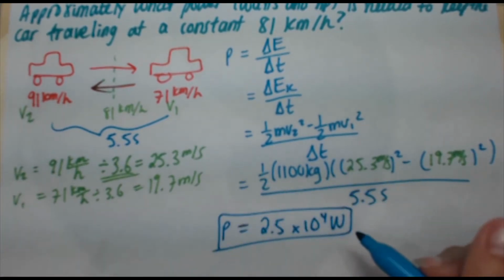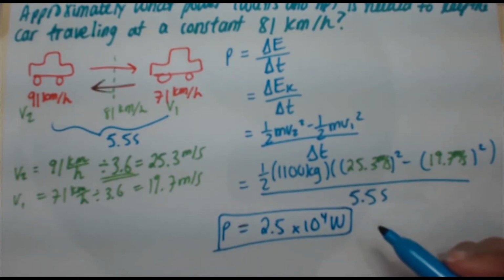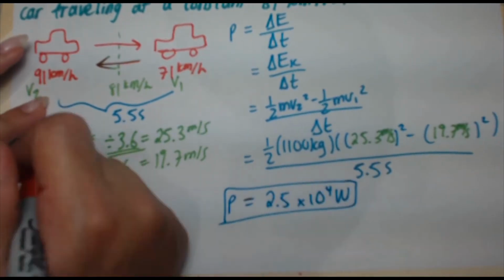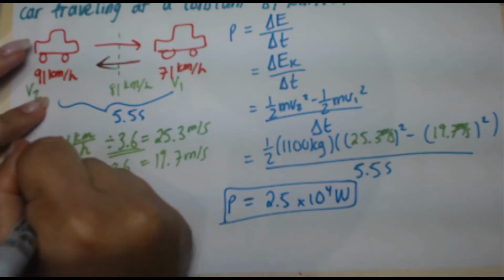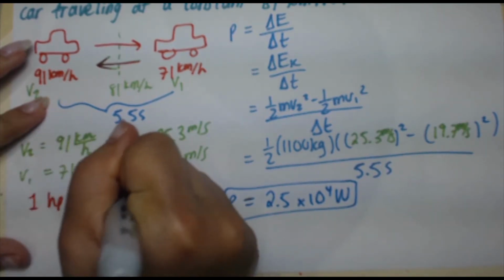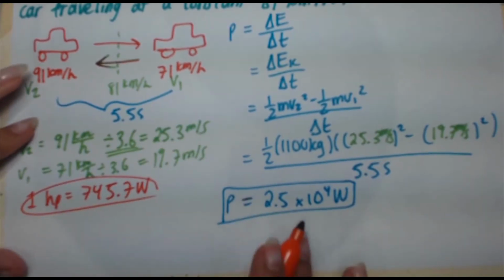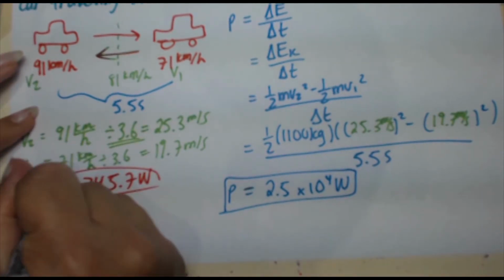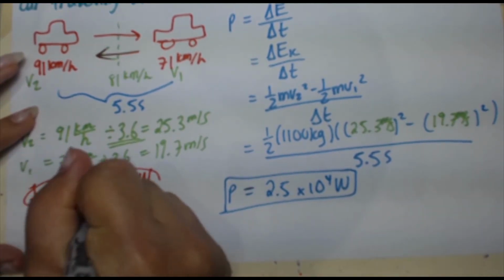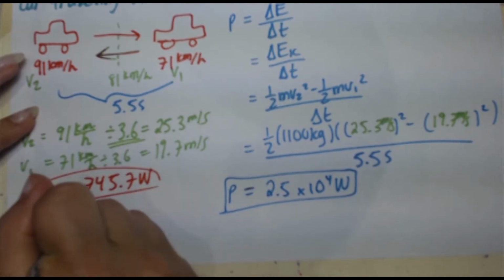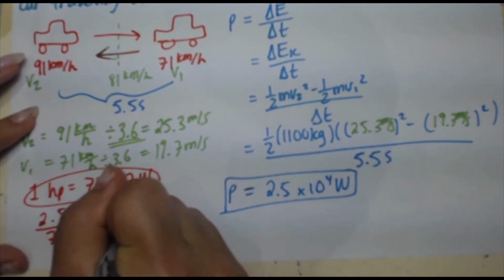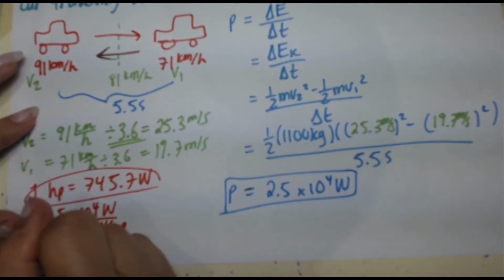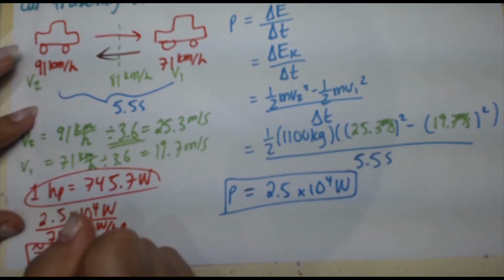Now this question also specifically asks us to put it in horsepower. We did horsepower back in video 115. We saw that 1 mechanical horsepower is about 745.7 watts. So 1 HP is this. In order to convert watts to horsepower, we just divide those two numbers. So we're going to do 2.5 times 10 to the 4 watts divided by 745.7 watts per horsepower. If you divide those two numbers, you're going to have approximately 34 horsepower, which is also very low.